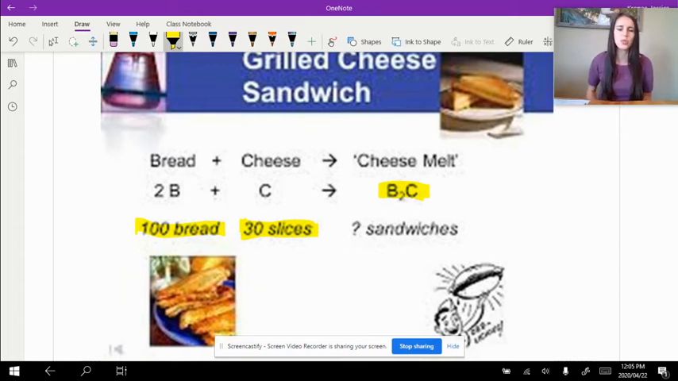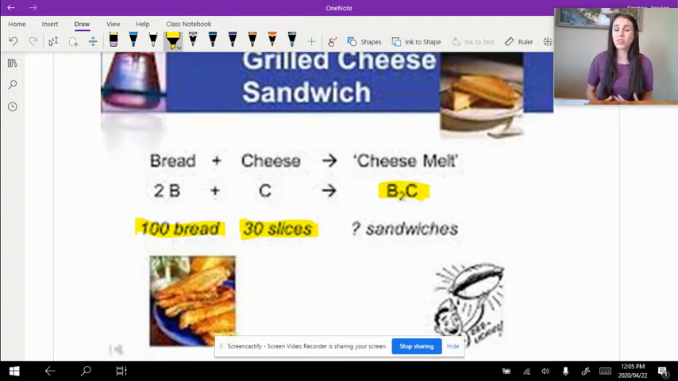That's the idea between the limiting reagent and the excess reagent, right? I might have enough stuff. I might have enough bread to make 50 grilled cheese sandwiches, but I don't have enough cheese to make those grilled cheese sandwiches. So in this case, we would say that the bread is the excess reagent. I have extra bread that's going to be left over at the end. That's my excess. And we're going to say that cheese is our limiting reagent. I only have enough cheese to make 30 grilled cheese sandwiches.